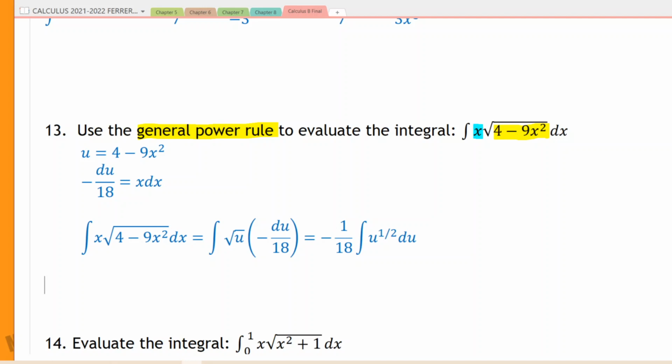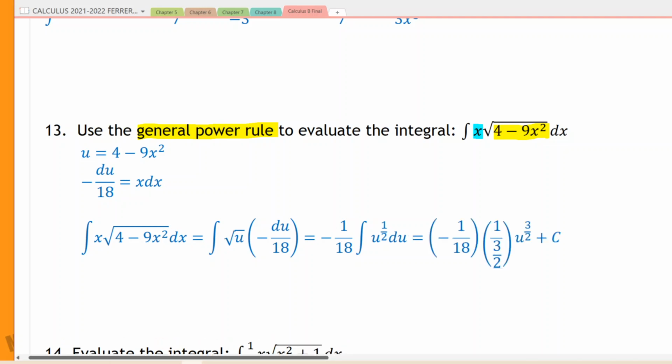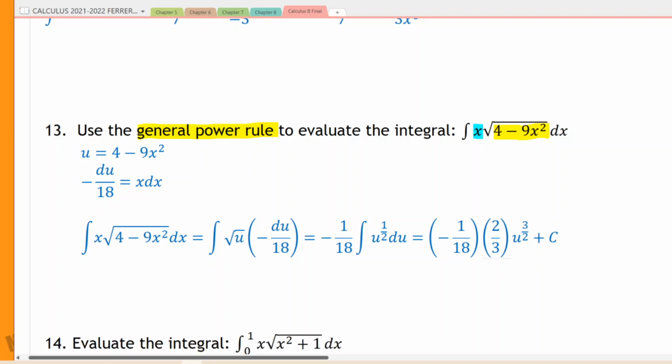U to the power 1/2, 1/2 plus 1 is going to be 3/2 power. So our new power will be 3/2, and we're going to have to divide by, or we're going to multiply that by 1 over 3/2. All right, that's a lot to take in. This 1 over 3/2 right here, we'll just turn that to 2/3. We'll multiply those fractions.